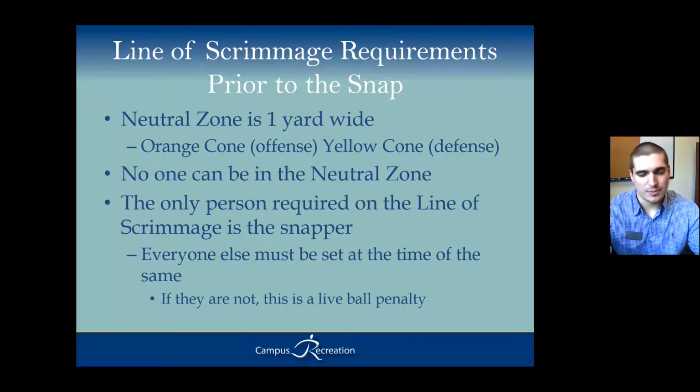So we'll go over that a little bit, but the ball will be placed next to the orange cone for the offense. We call them pucks, and the snapper is the only person that is required to be on the line of scrimmage, not like regular football where they're required to have a certain number of people. So it's just a snapper. Everybody else, the only other rule for the offense is that they must be set at the time of the snap. If they're not, then it'll be a live ball penalty. They must be set at least at one point, and we'll go over if they're allowed to move in motion and that stuff, because that is in our game as well.